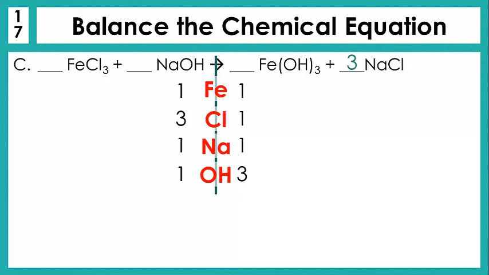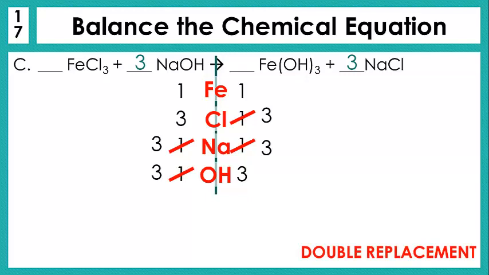So I'm going to start by putting a 3 in front of the NaCl. So that gives me 3 sodiums and 3 chlorines. Then I'm going to come to the other side and put a 3 in front of NaOH. So that gives me 3 sodium and 3 hydroxide. And now we're balanced. This is a double replacement reaction.